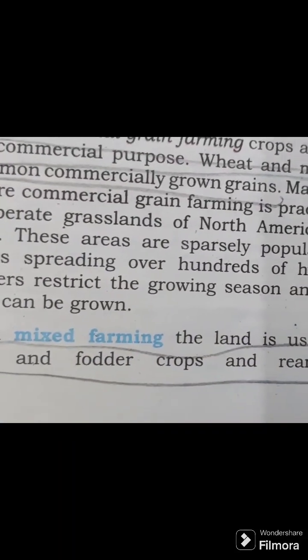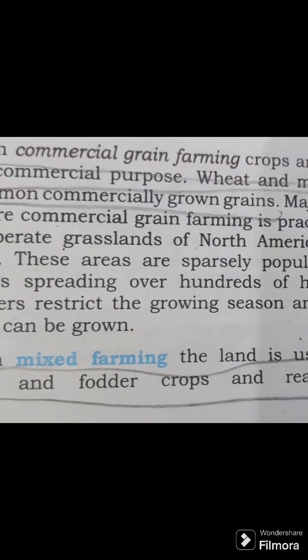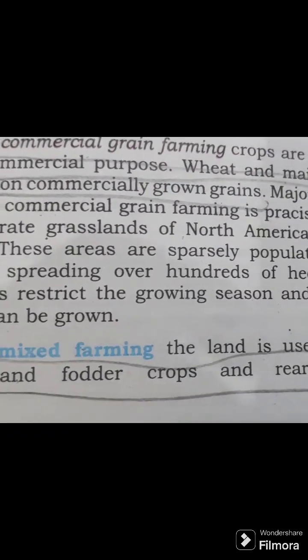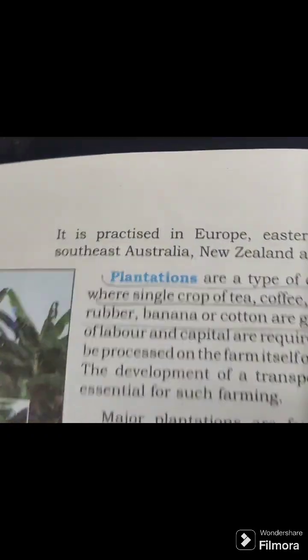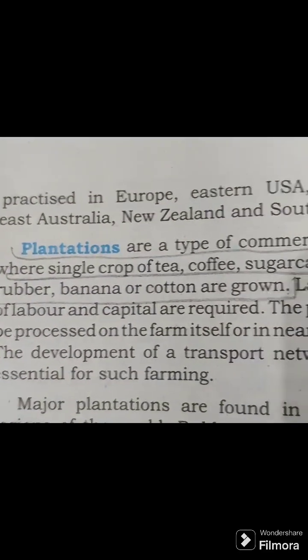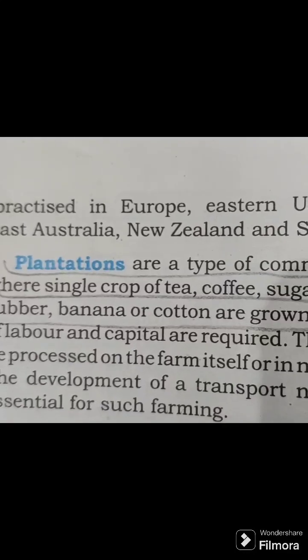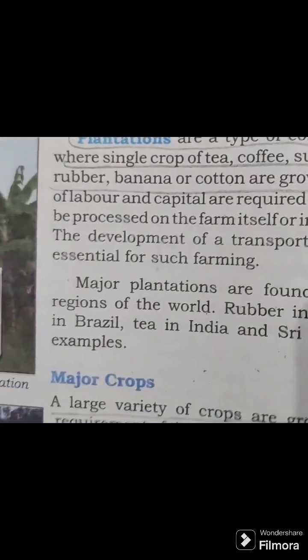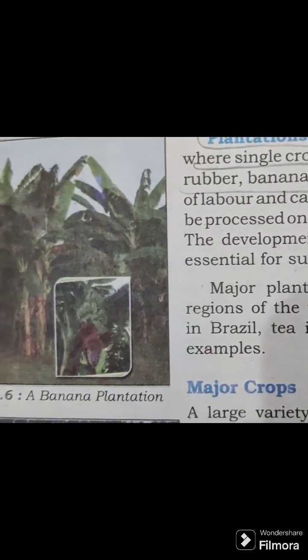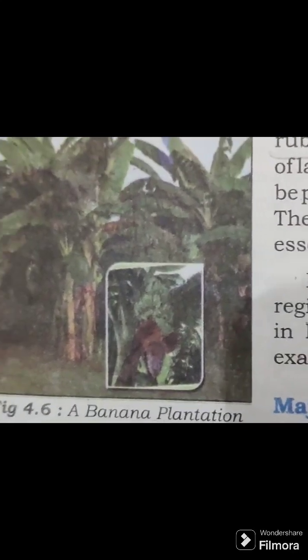In mixed farming, the land is used for growing food and fodder crops and rearing livestock. It is practiced in Europe, Eastern USA, Argentina, Southeast Australia, New Zealand and South Africa. Figure 4.6 showing a banana plantation.